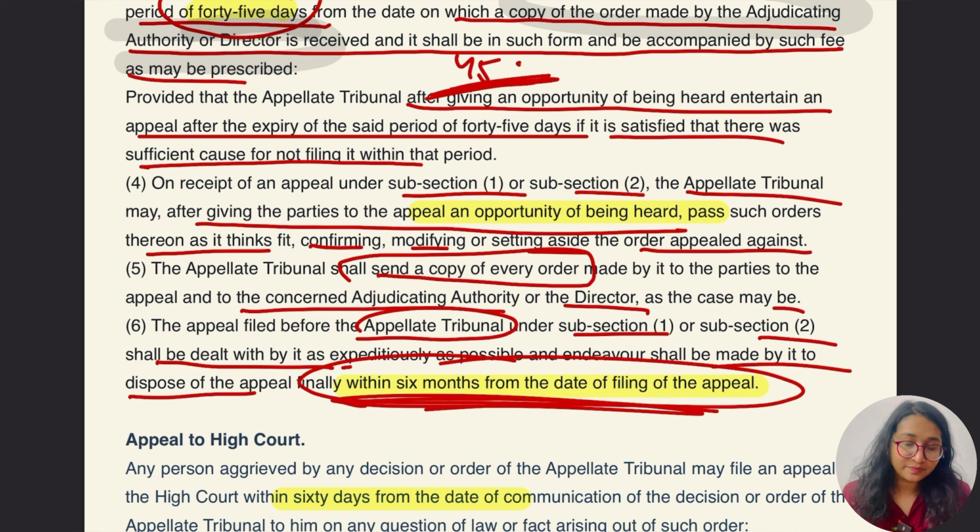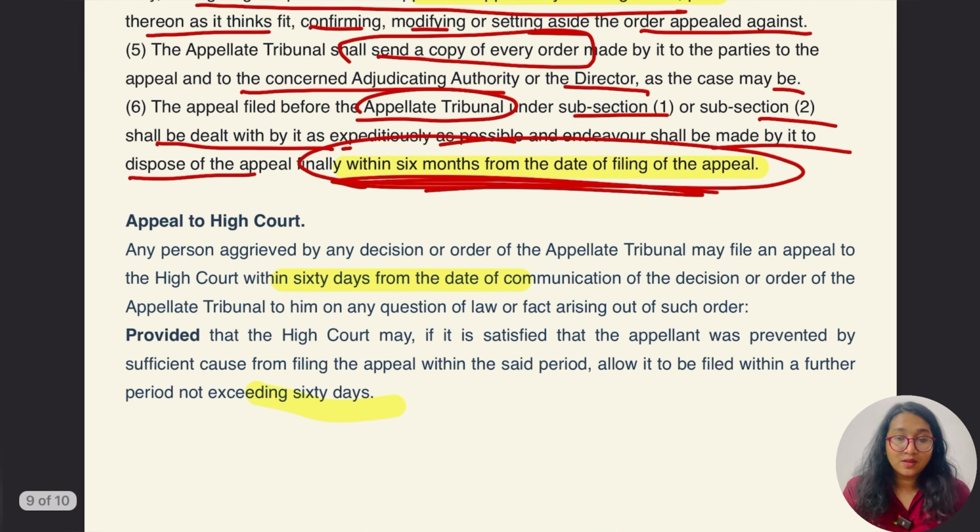Okay, what if the accused person or the director is not satisfied by the order of the appellate tribunal? Can they further go for an appeal? Yes, they can further go for an appeal to the High Court. Within how many days? 60 days. Above it was 45, in this case it is going to be 60.